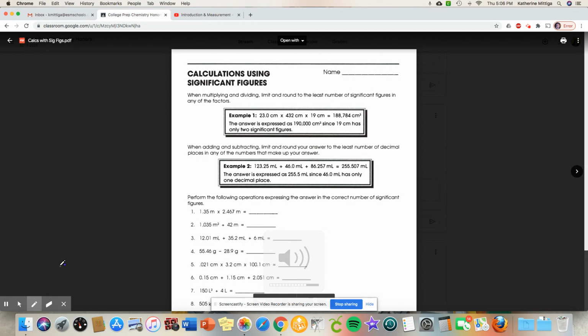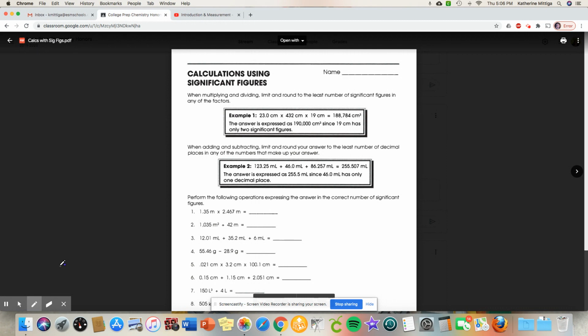Okay, so welcome to calculations using significant figures. Before you attempt this sheet, make sure that you understand how to identify the number of sig figs, and you are really comfortable with those rules. This is when you're doing some math.